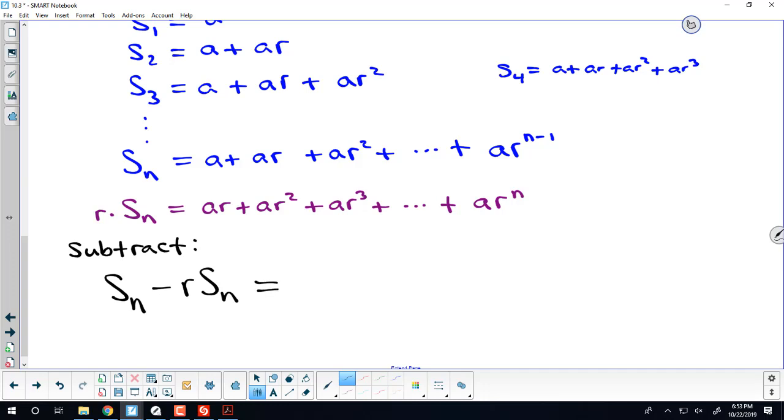So on the right-hand side, what does that give us? A plus ar to the n minus 1, okay, a. So is the a times r to the n minus 1 canceled when we subtract this from this? Yes. Yeah, so let's scoot this over.